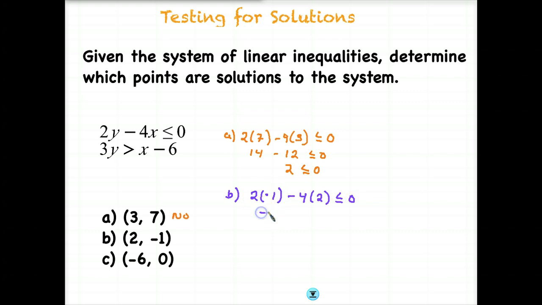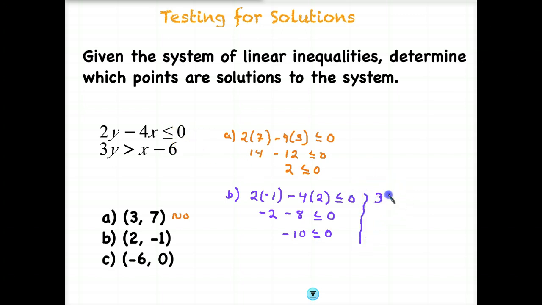2 times -1 is -2. And then -4 times 2 is -8. And is this going to be less than or equal to 0? And yes, it is. So B worked in our first equation. Now we need to try it in the second equation.